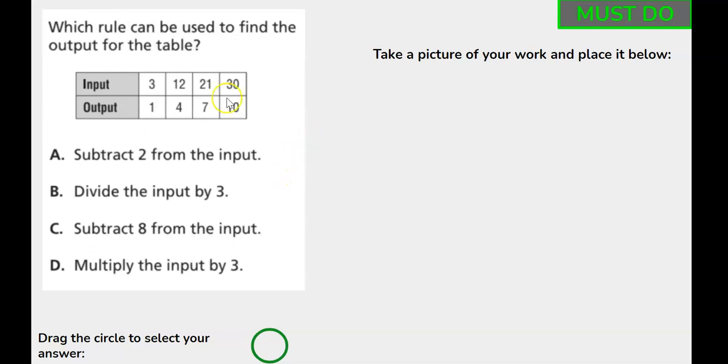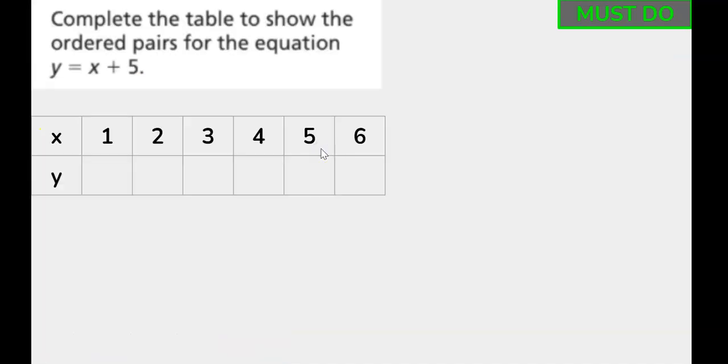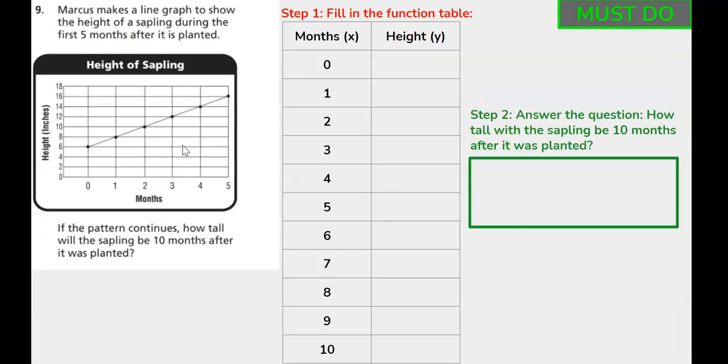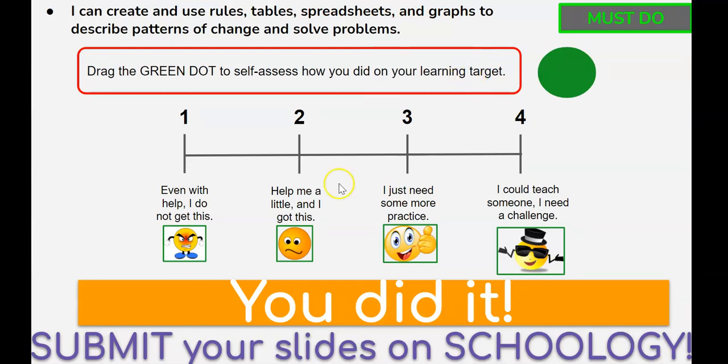This one you're going to have to, again, see what you are doing to the input to get to the output. But this one you're writing a rule instead of an equation. And this one you're going to have to use the equation to fill out the function table. And then you're going to see how you can use function tables with graphs to write an equation and answer questions. So you're going to have a couple of problems like that, where you're going to fill in a function table using the table and answer a question. And then you'll submit your slides when you're done.